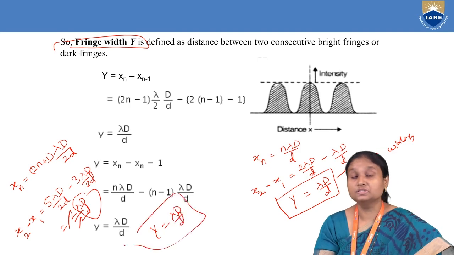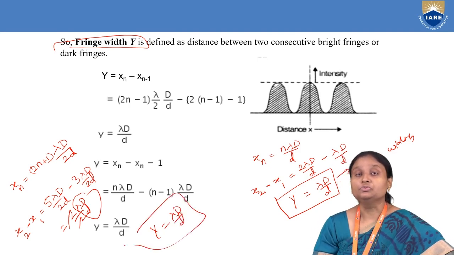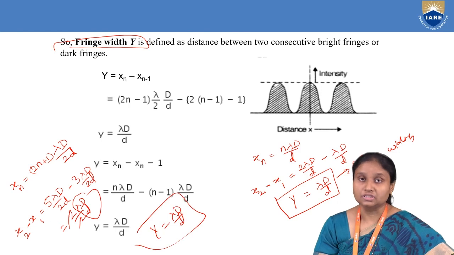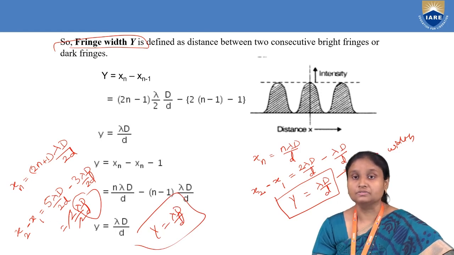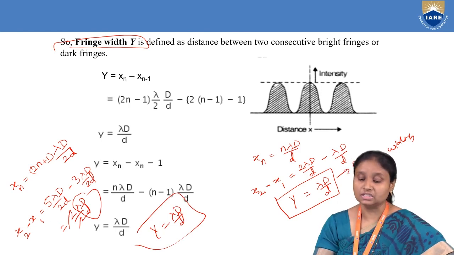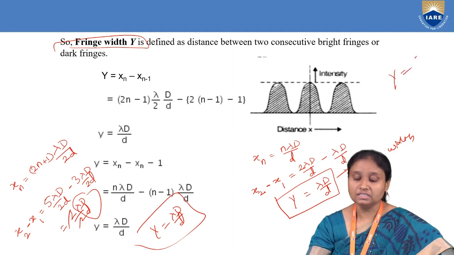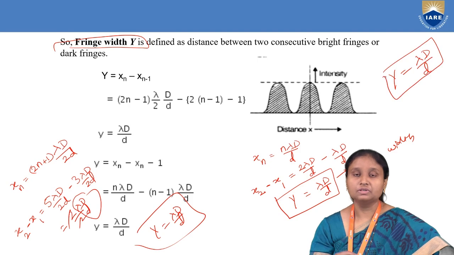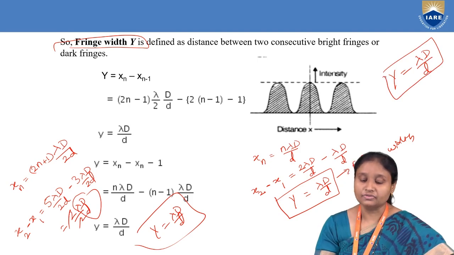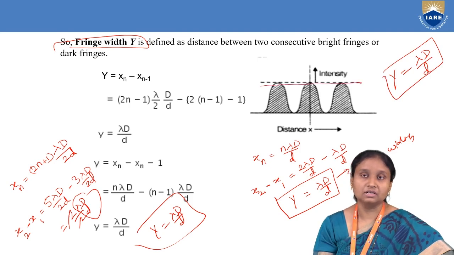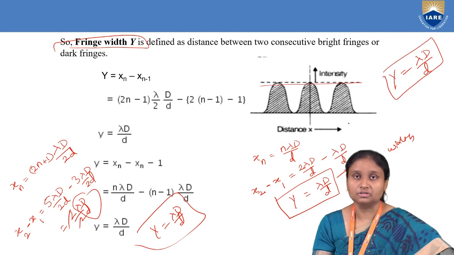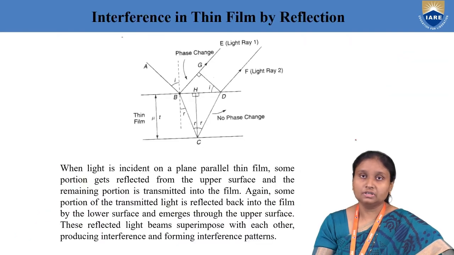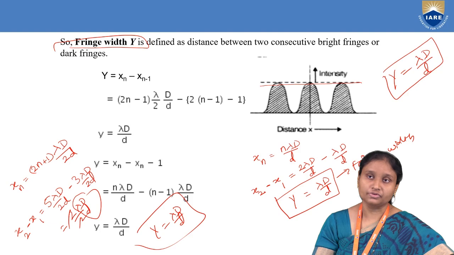And we'll observe that the distance between two consecutive bright fringes or dark fringes is the same, and it is called the fringe width. And how is it given? It is given by the formula y is equal to lambda capital D by small d. So here you'll observe that all bright and dark fringes are of the same intensity, that we can see in this particular figure. So here we derived the expression for the fringe width.